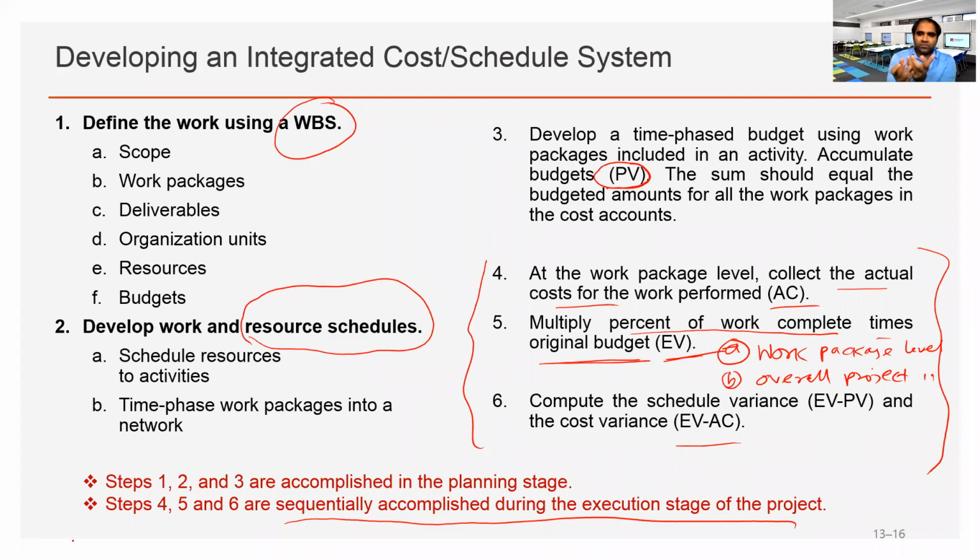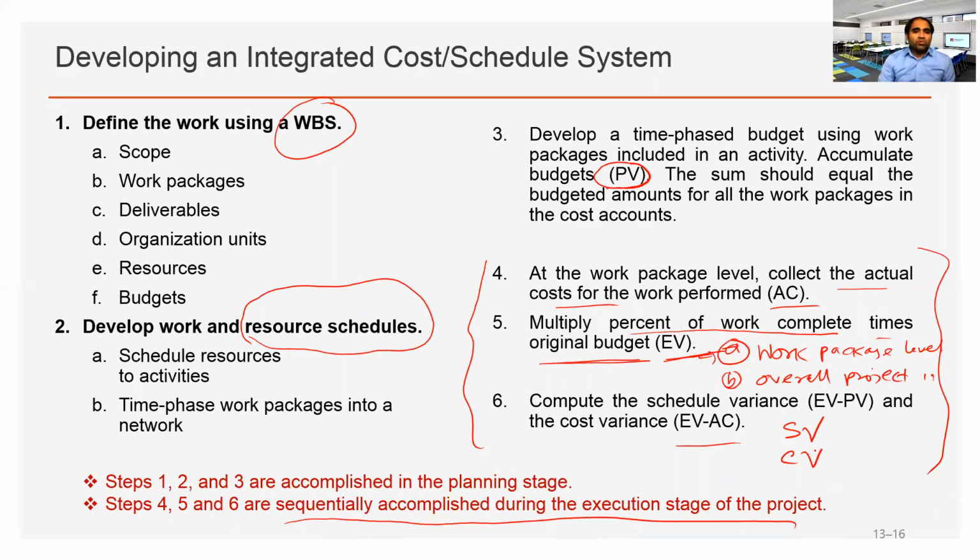If you look into the micro level, we can also calculate earned value for work packages, and then later on add them up to get the total earned value of the entire project. Then number 6 is to calculate the variances. What is the schedule variance and cost variance? This is SV and CV. So, 6 steps to develop an integrated cost schedule system.